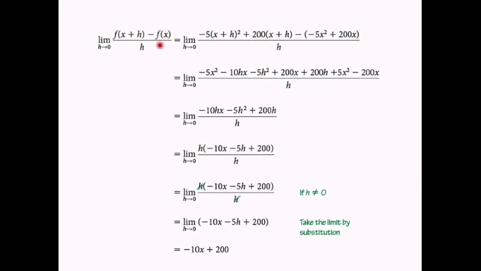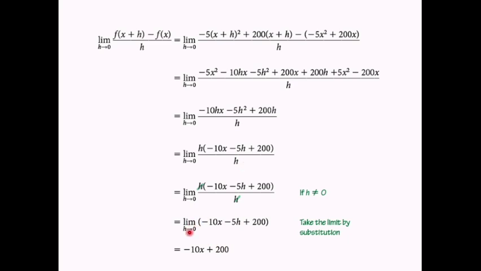Then we need to subtract our function, which is minus 5x squared plus 200x, remembering to put the parentheses around there. Then we're going to clean that up, distribute, square. Once we start combining like terms, we're going to get negative 10hx minus 5h squared plus 200h. Every one of these terms has an h in it, so we can factor it out and cancel it with this h in the denominator. When we do that, that allows us to use direct substitution when we find the limit.